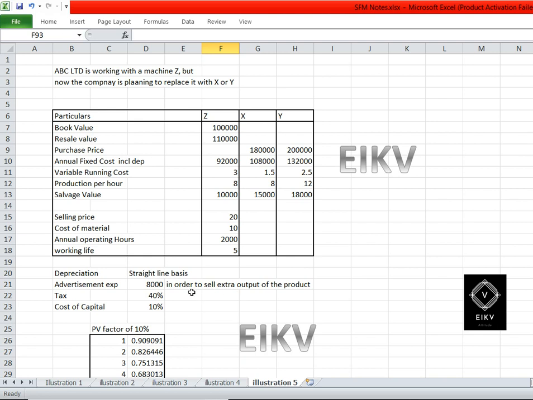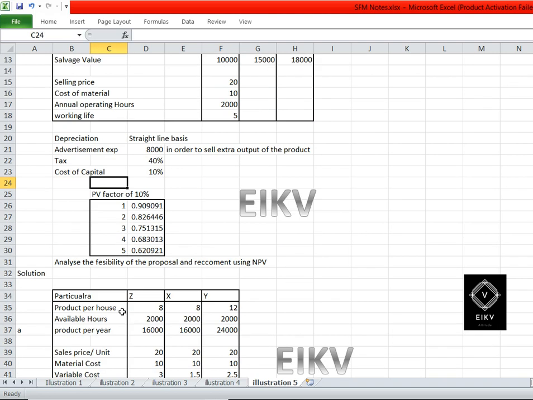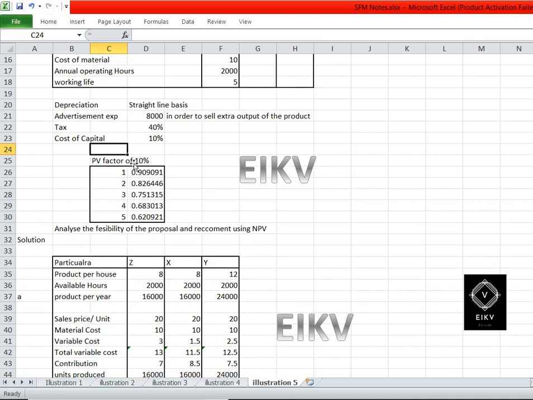So here, if production has been increased from the regular routine, then an additional expenditure of 8,000 rupees shall be spent by the company to sell those products. Tax rate is 14%, cost of capital is 10%. Then they have given the PV factor of 5 years.